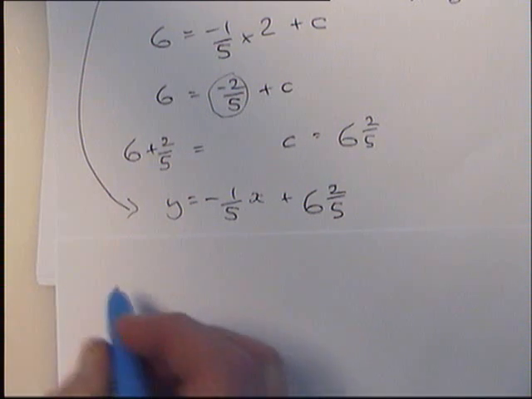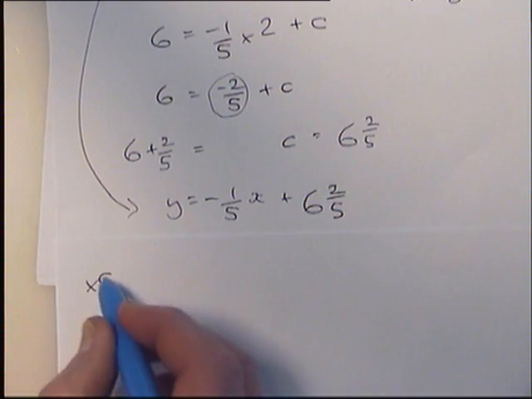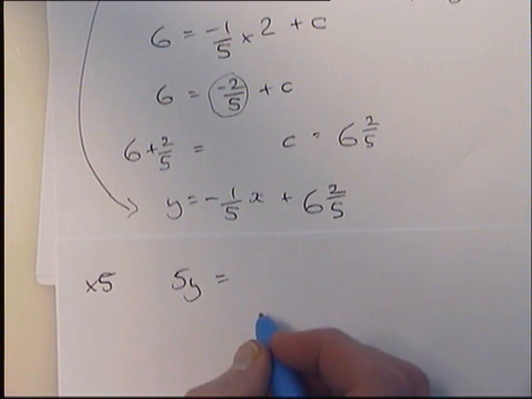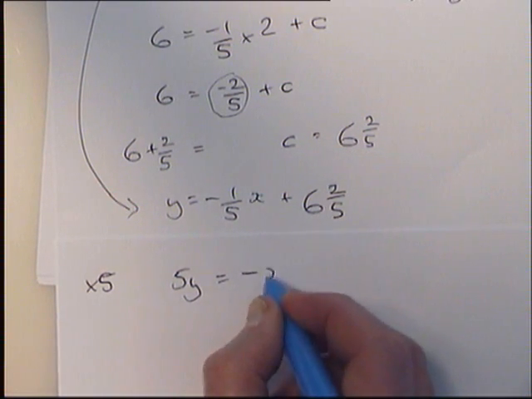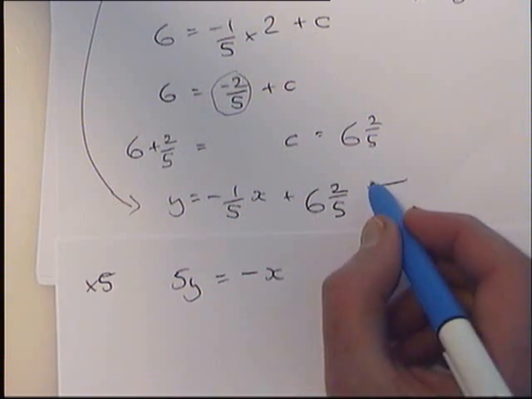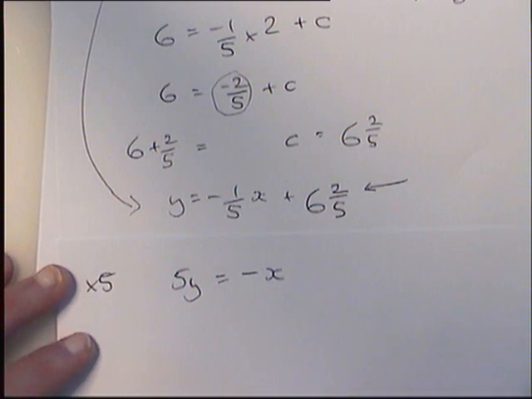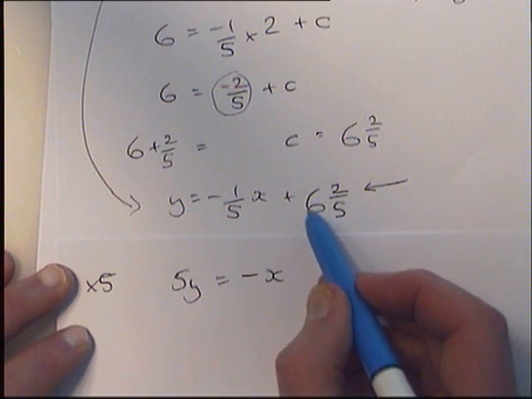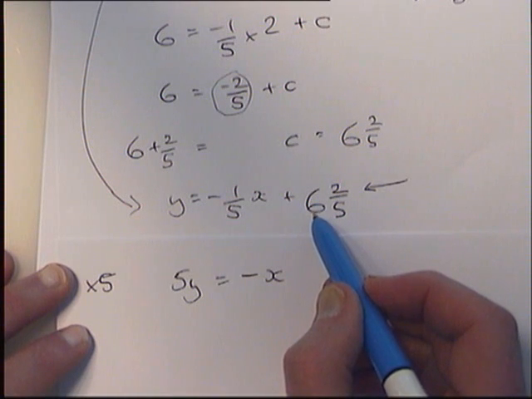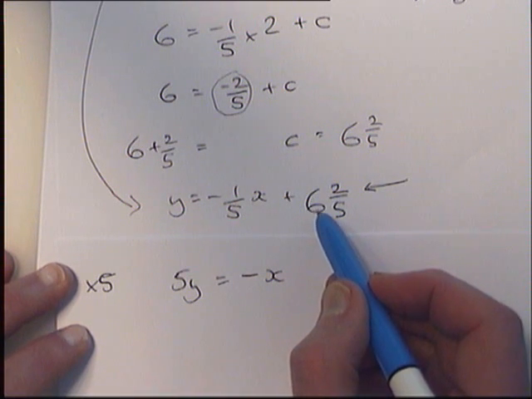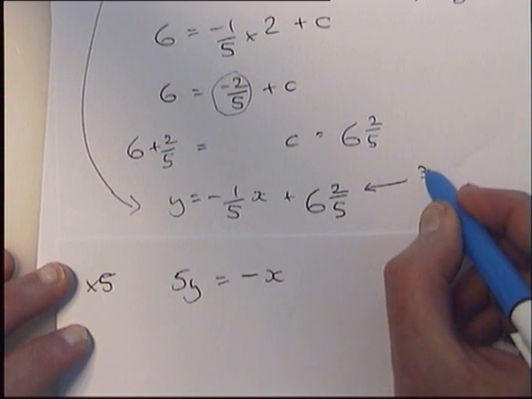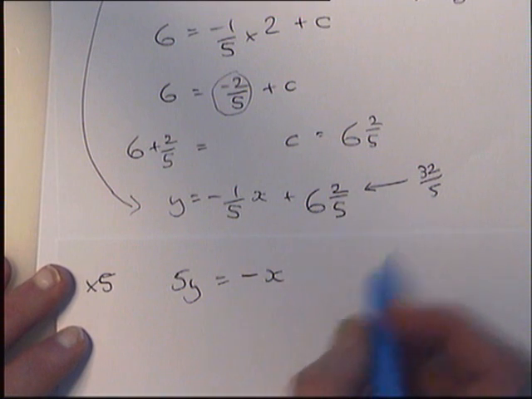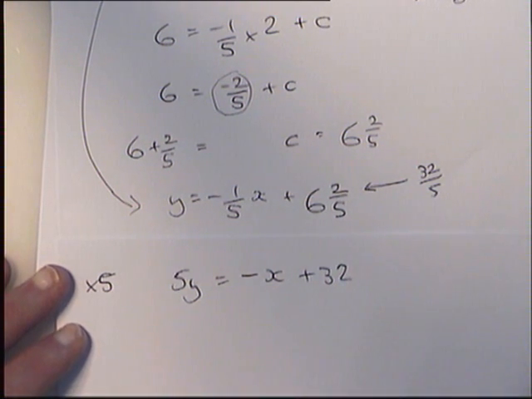So the first thing you could do here is just times each bit of this by 5. y times 5, minus 1/5 x times 5. Now this fraction over here, 6 2/5, if you make that a top-heavy fraction, there are 30/5 in that whole 6, because there's 5/5 in each one. There's 30 there, there's another 2 there. That whole fraction is the same as 32/5. So if I times that by 5, I will get 32.